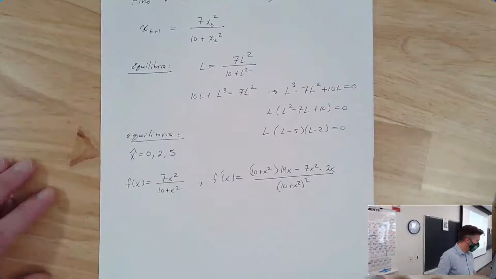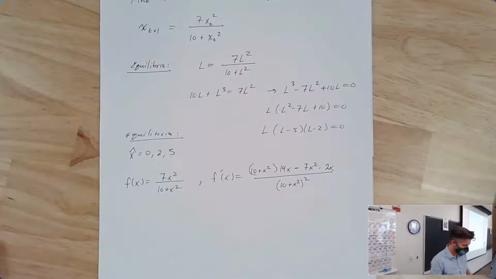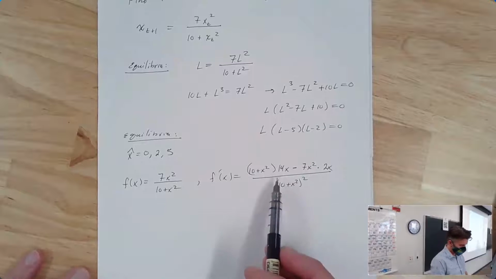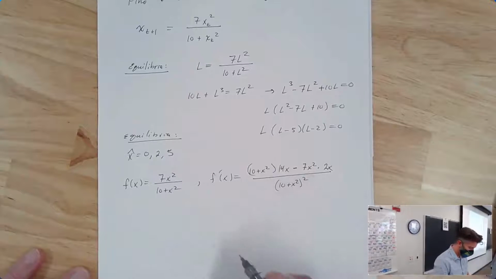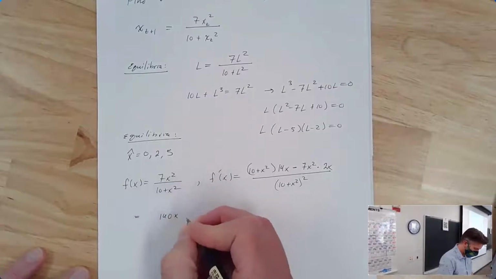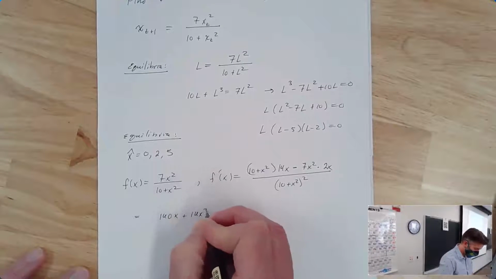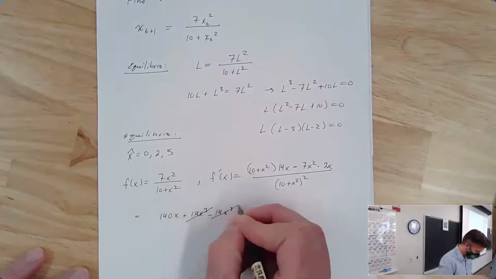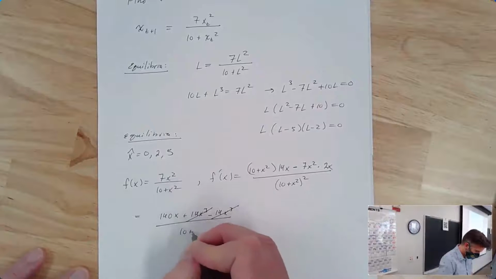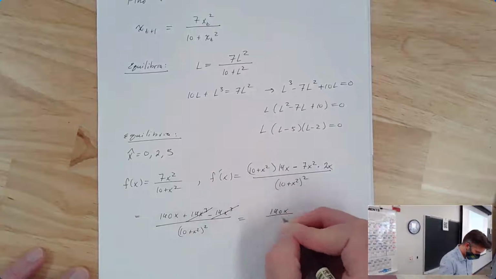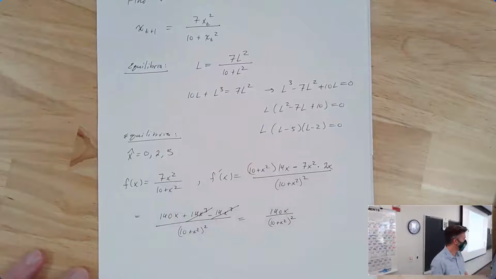While I'm not always a fan of simplifying derivatives, if we're going to be plugging in values here, it might make sense to simplify it a little bit. Also, there is something that simplifies fairly nicely here. Simplifying this, we get 140x plus 14x cubed minus 14x cubed. Oh, those cancel out. That's nice. All over 10 plus x squared, squared. That seems worthwhile to do, to make it easier to plug in.